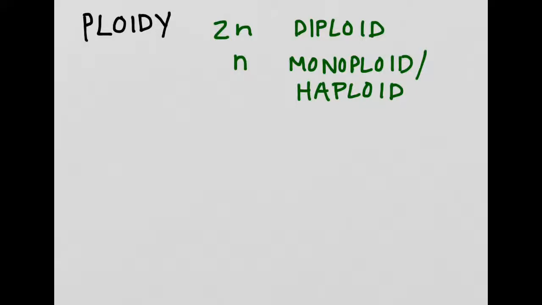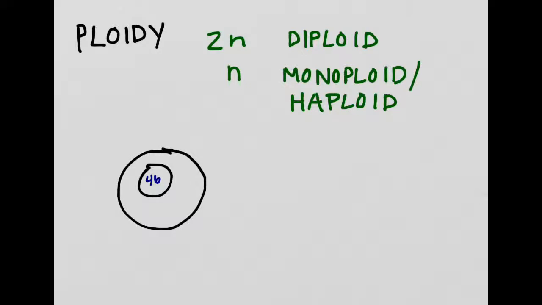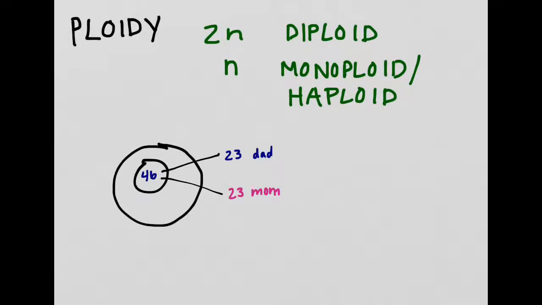But there's a situation where sometimes you're not going to have the right number of chromosomes. So here's a normal cell, and here's our nucleus, and inside of that, we should have 46 chromosomes. That's exactly the number you want, because it means that we have 23 of those chromosomes coming from your dad, and 23 that you get from mom.